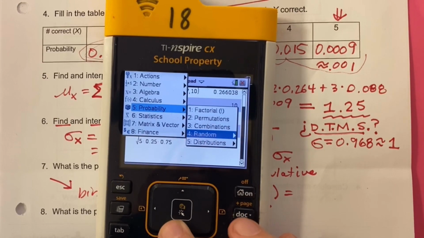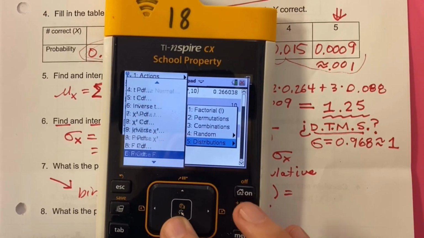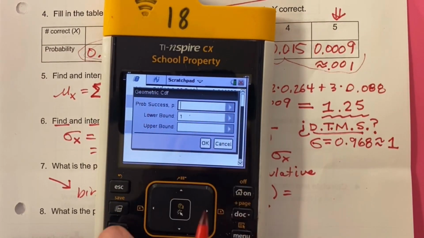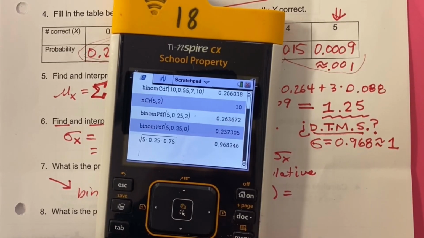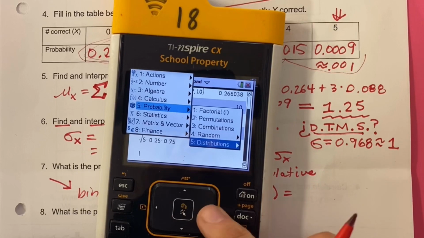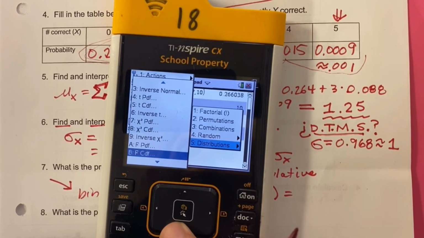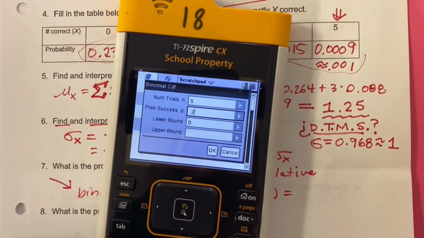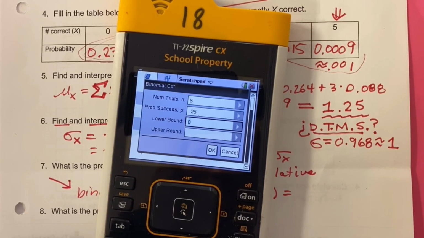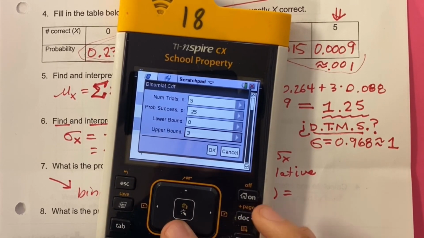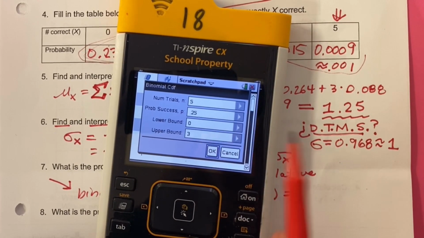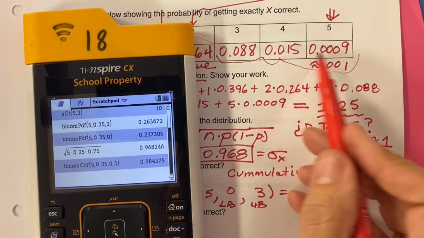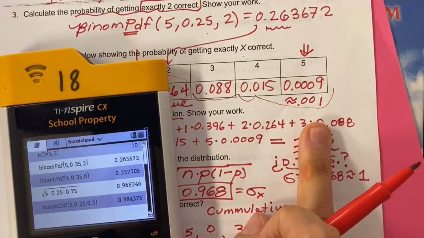So let's do it. Probability distribution. And there it is right underneath PDF. Ooh, geometric. That's kind of foreshadowing. That's going to be another one. So I hit the wrong button. I just go right on back. Binomial CDF. So number of trials is 5. Probability of guessing right is 0.25. Lower bound 0, upper bound 3. So that would be getting at most 3 right, ignoring 4 and 5 being right. Let's hit enter. Okay, so that's almost everybody. So that should make sense. I'm just not including getting 4 or 5 right here.